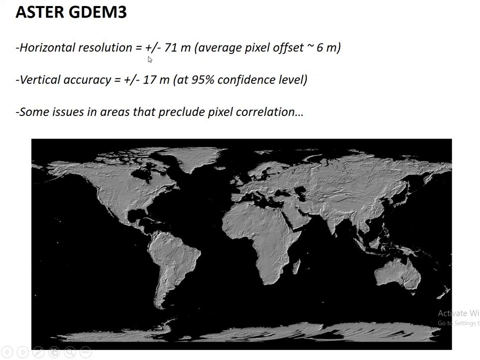So this has a horizontal resolution of about plus or minus 71 meters, not quite as good as SRTM, and a vertical accuracy of about plus or minus 17 meters at the 2 sigma level, so it's about the same as SRTM. One thing traditionally with the ASTER GDEM is that because it is created by optical pixel correlation, it can be somewhat inaccurate in places where it's hard to correlate pixels. In other words, over snow, for example, or over the Sahara Desert where it's all sand and everything looks the same, or perhaps over a very dense canopy like the rainforest. So the ASTER GDEM generally isn't quite as high quality as the SRTM dataset.